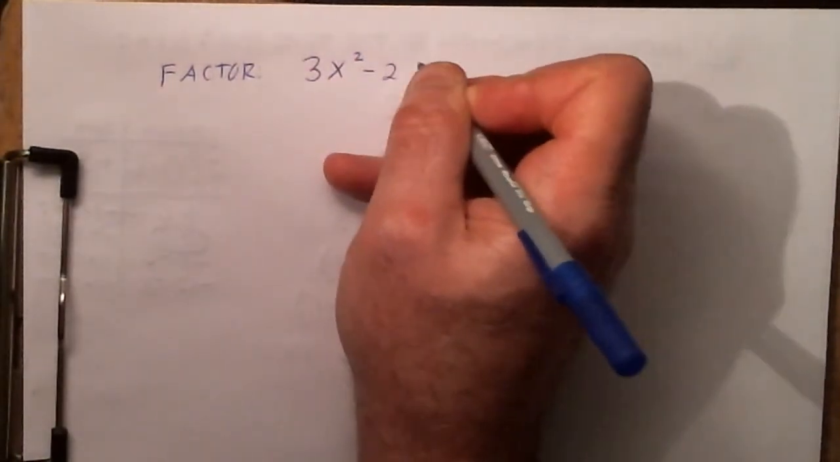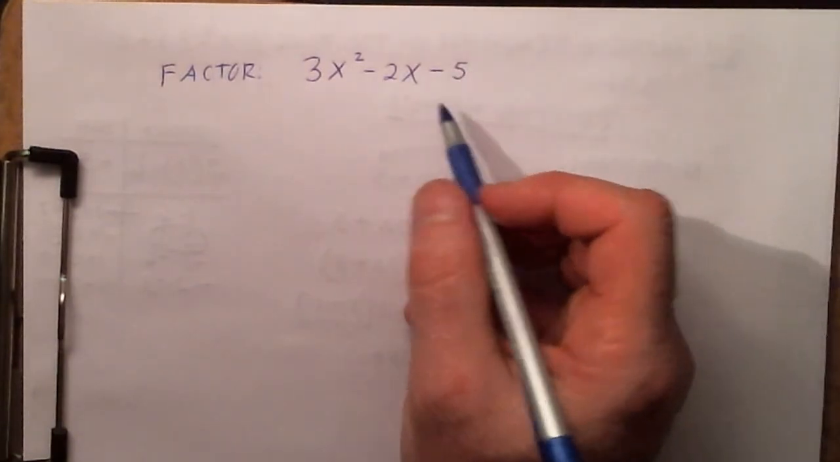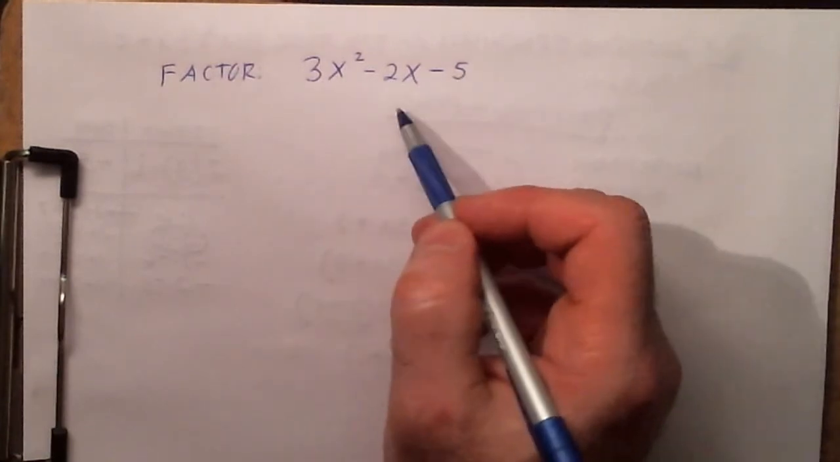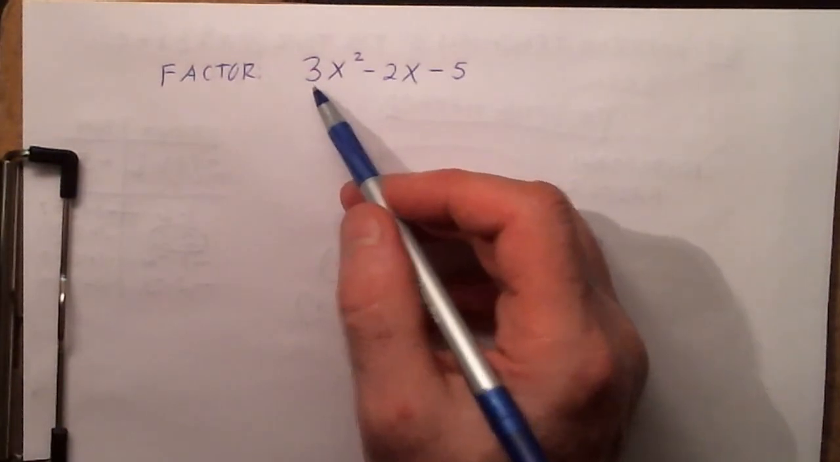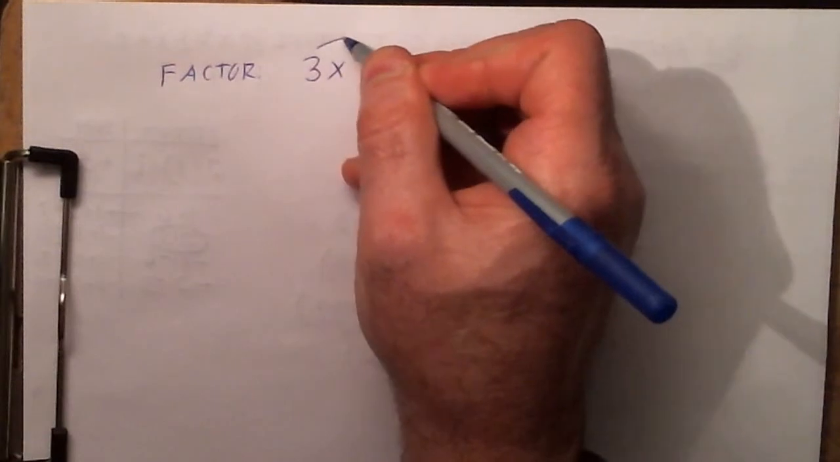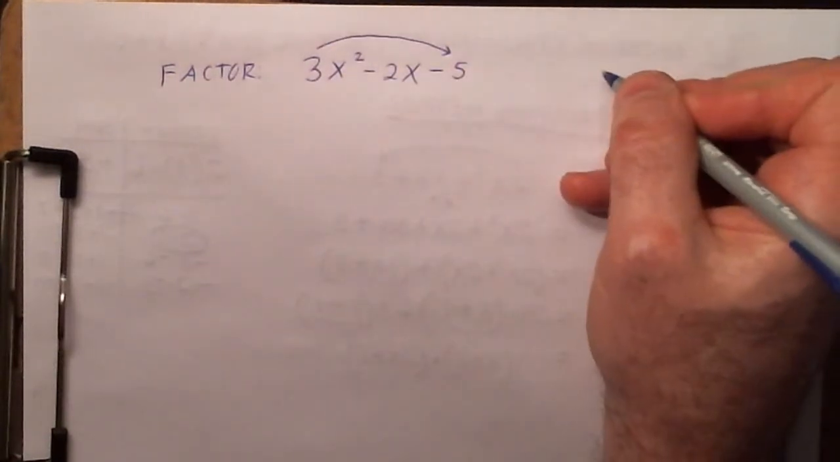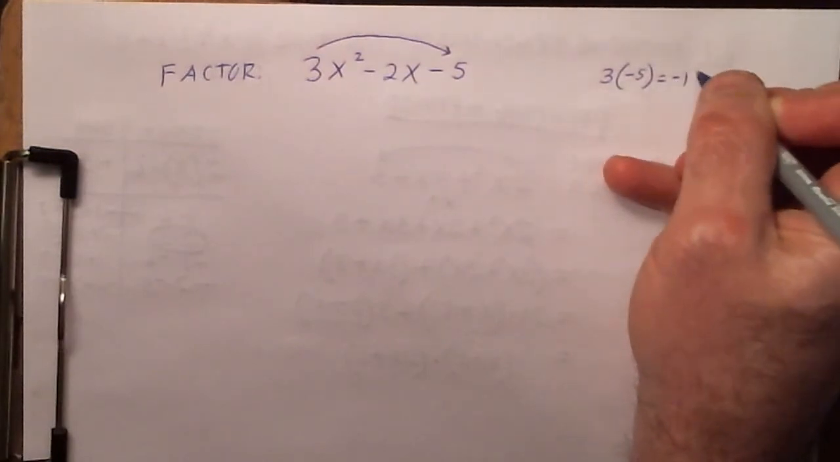3x squared minus 2x minus 5. Again, there's nothing we can factor out of all 3 terms, and so therefore we're going to have to try to factor it as a difficult type of trinomial, one where the leading coefficient is not positive 1. To do so, we begin by multiplying the leading coefficient and the constant term. So 3 gets multiplied by negative 5. And that gives us a product of negative 15.